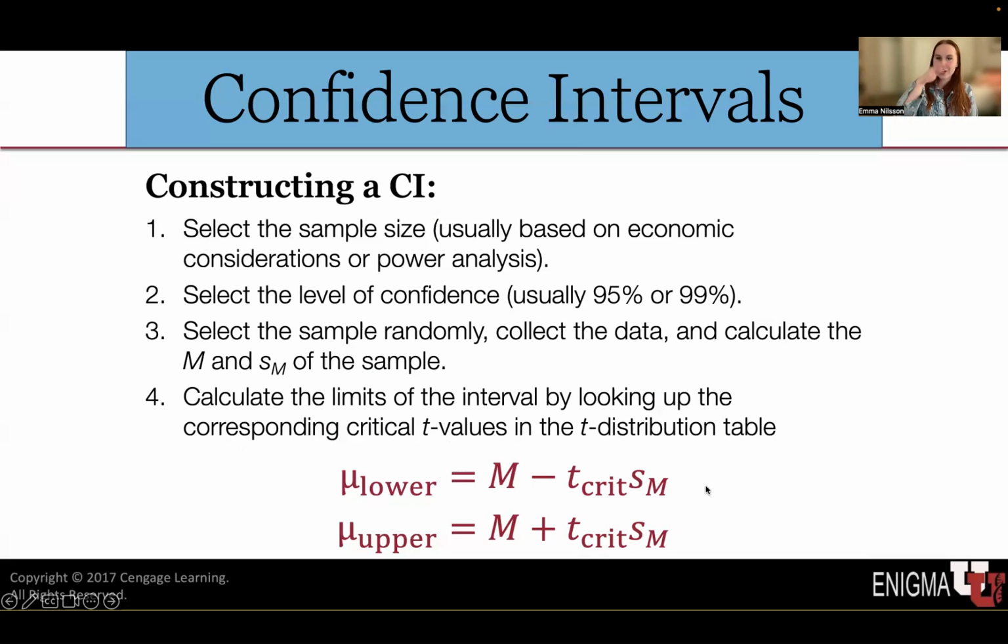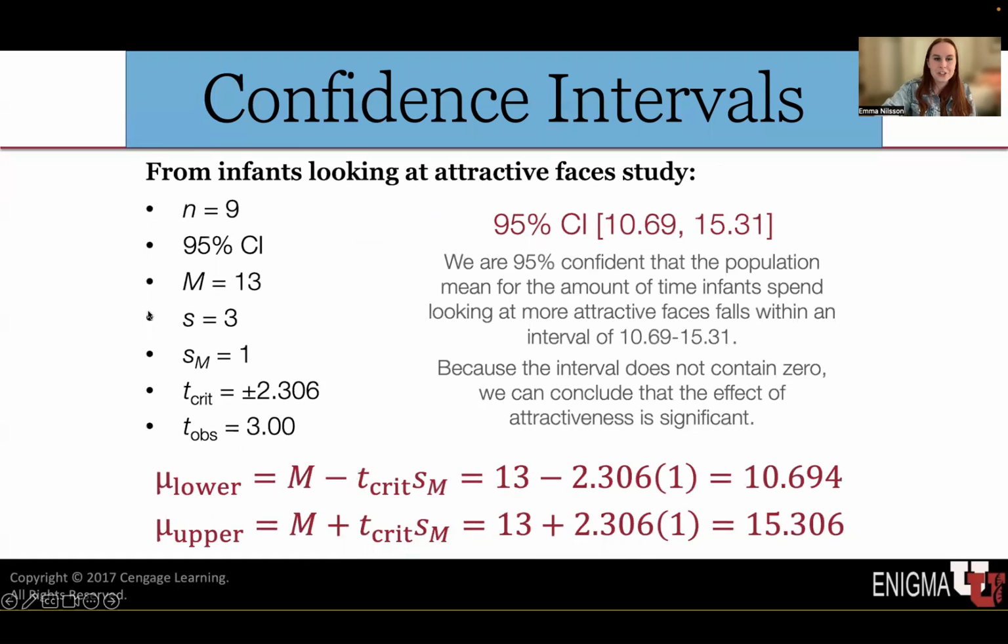And then you're going to take all of that data and find the upper and lower limits of your confidence interval. The lower limit is going to be your mean minus your t critical times your standard error. And your upper is going to be your mean plus your t critical times your standard error. Let's look at an example.